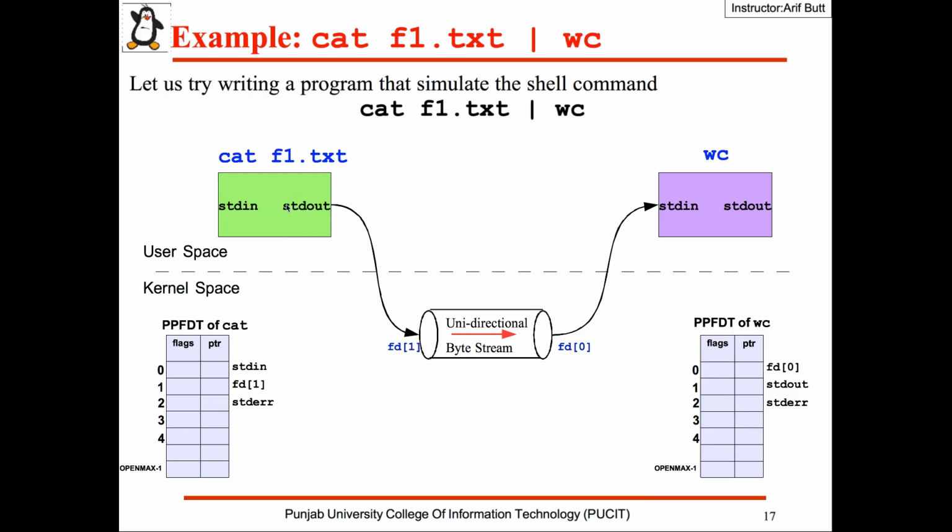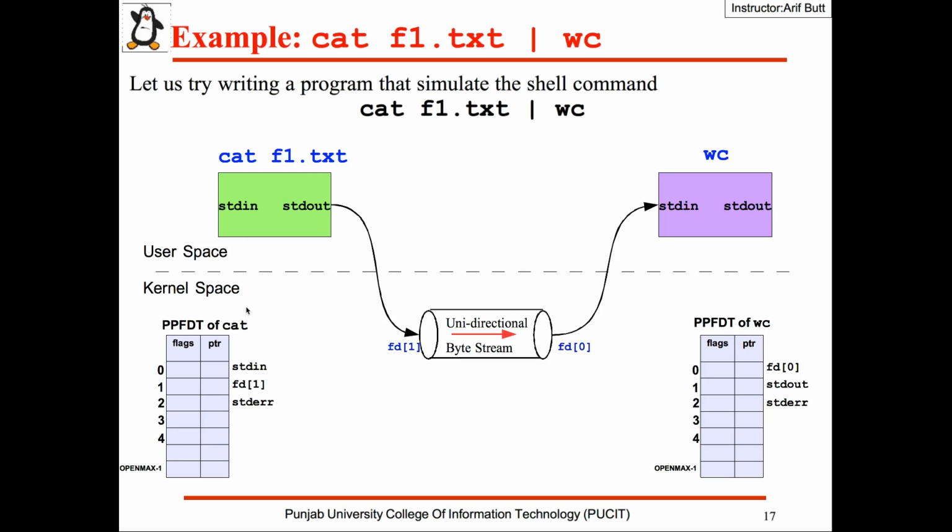So the parent process will create the pipe first. It will then do the fork, will close the non-required descriptors, and then it will exec itself with the cat program. Similarly, the child program will redirect its input, close the unrequired descriptor, that is fd[1], and then will exec itself with the wc program. So the wc program will have this PPFDT, while the cat program will have this PPFDT.